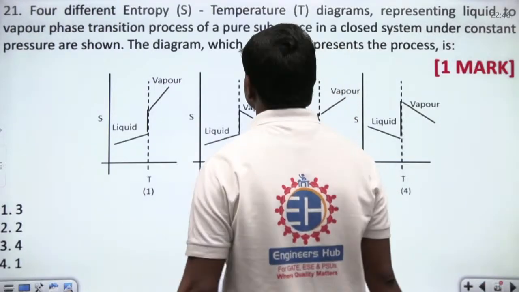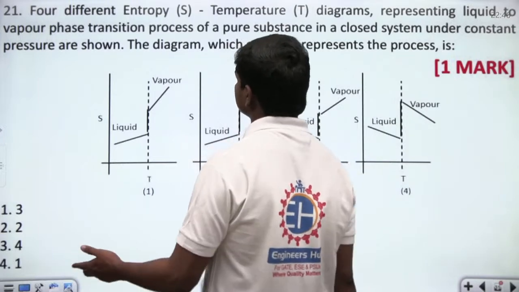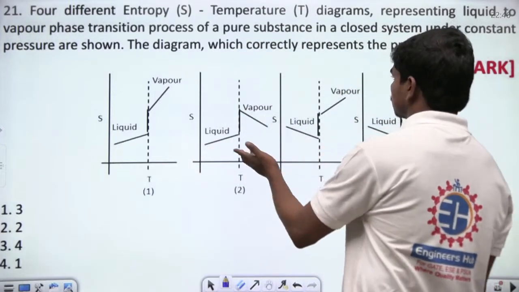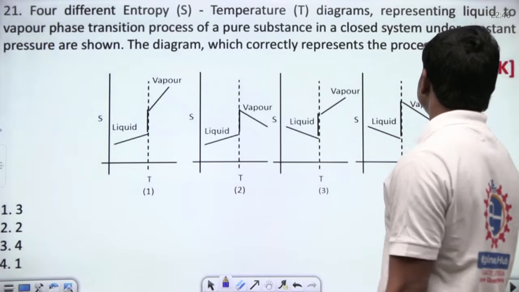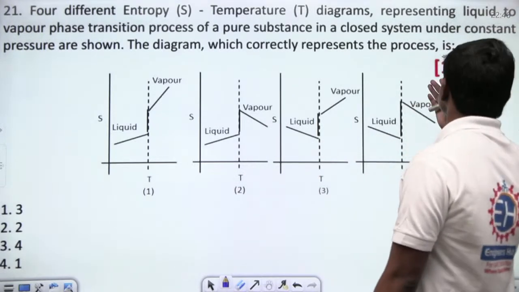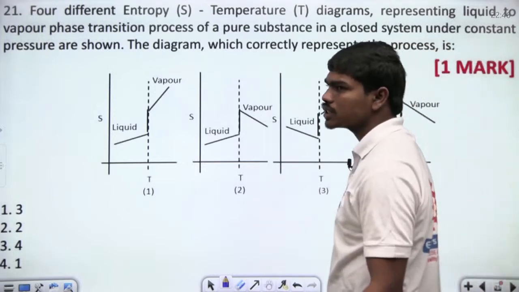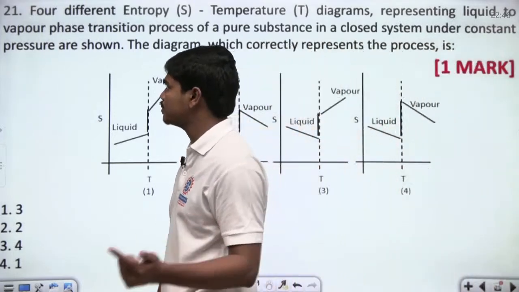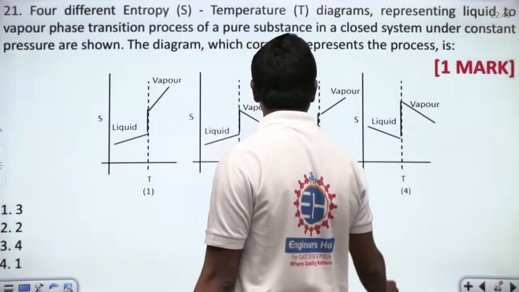This is also a very simple question. 4 different entropy, temperature, T-S diagrams. So basically 4 T-S plots are given representing liquid to vapor phase transition process of a pure substance in a closed system under constant pressure as shown. Of course, during the phase change for a pure substance, pressure remains constant. The diagram which correctly represents the process.